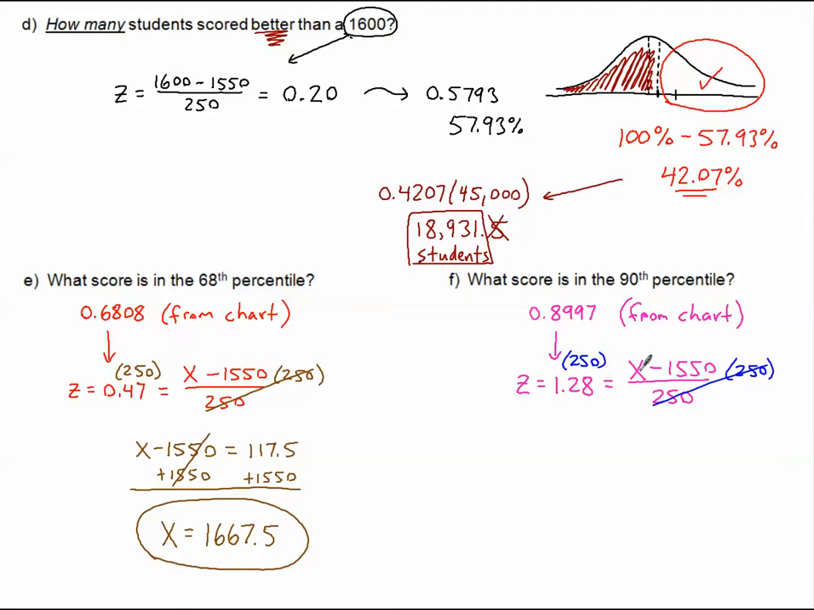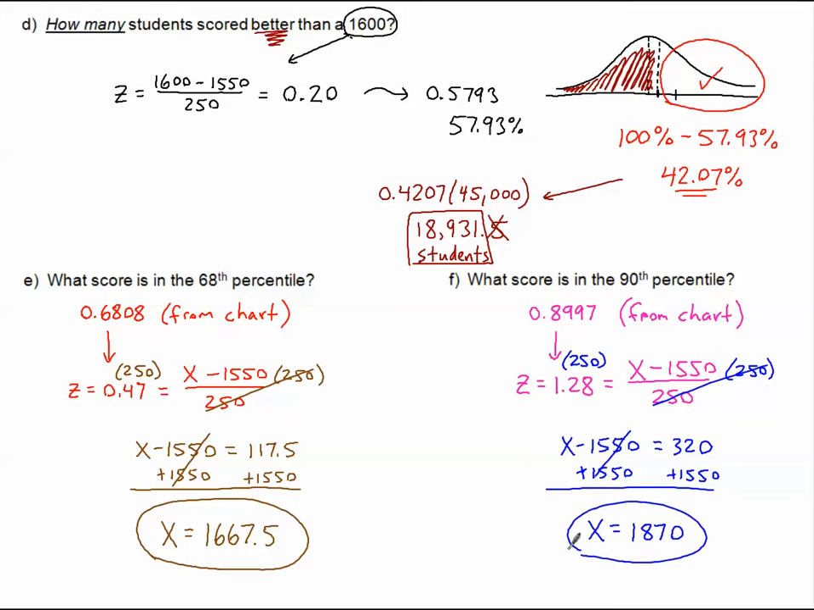Now I'm going to take the x minus the 1550 and put it on the left side. I just like my variable to be on the left side. 250 times 1.28 gives me 320. And lastly, let's add our 1550 to get x all by itself. And it looks like we need to score an 1870. An 1870 on this SAT would be in the 90th percentile. So that's a good problem when we looked at a bunch of different parts of it.